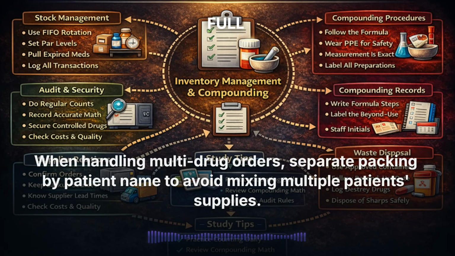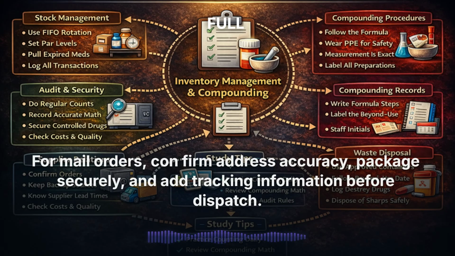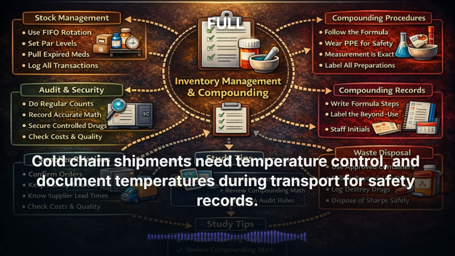When handling multi-drug orders, separate packing by patient name to avoid mixing multiple patients' supplies. For mail orders, confirm address accuracy, package securely, and add tracking information before dispatch. Cold chain shipments need temperature control, and document temperatures during transport for safety records.